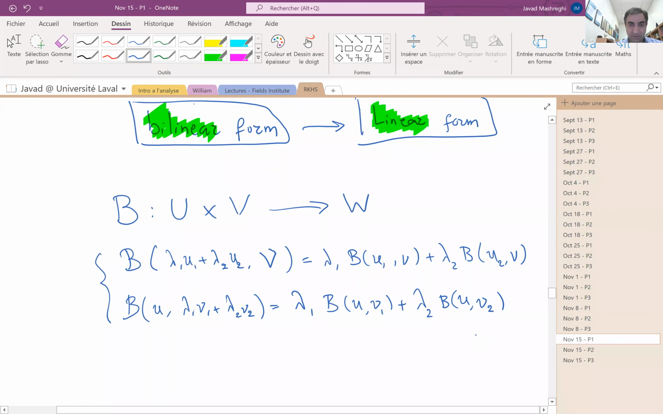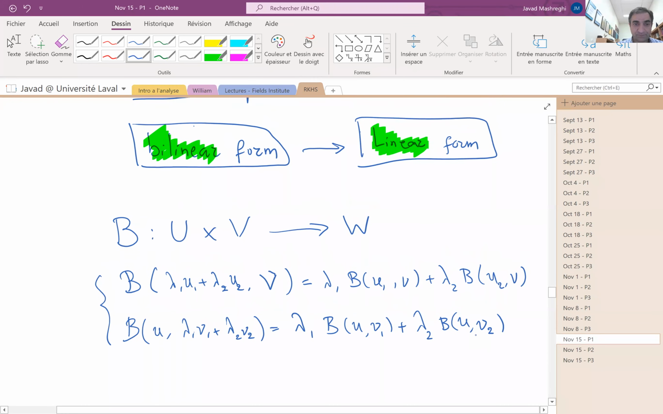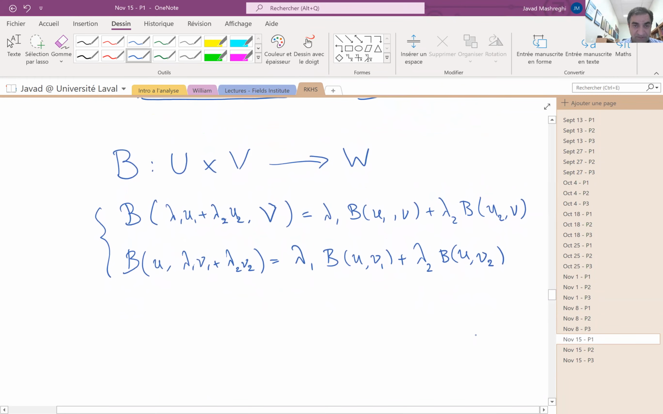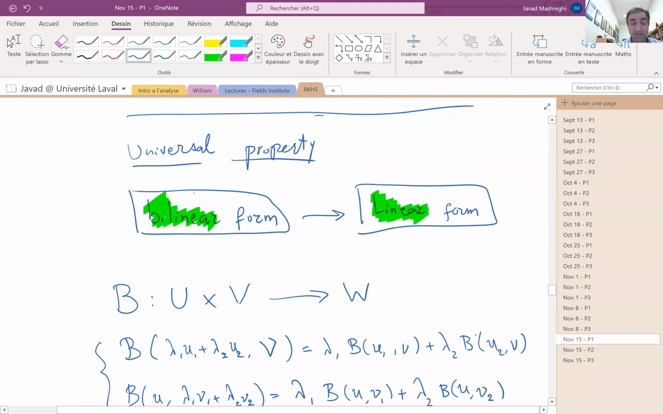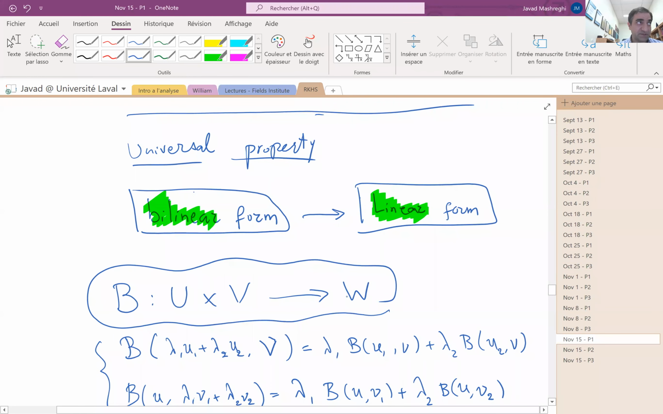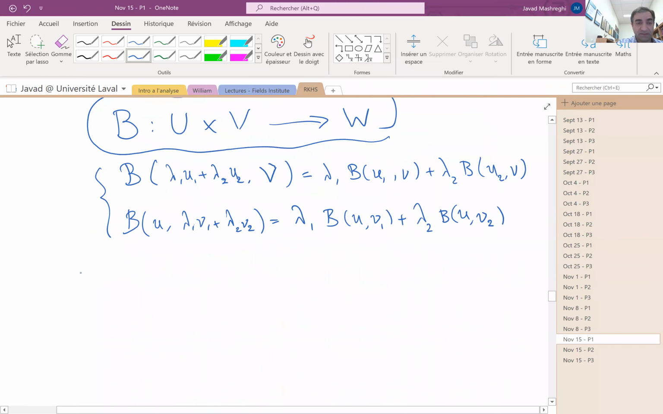And now we want, from this, to obtain a mapping. Now, this mapping is given. We want to obtain a mapping out of this, which is linear. And that's the universal property which I explained. Here is the theorem.